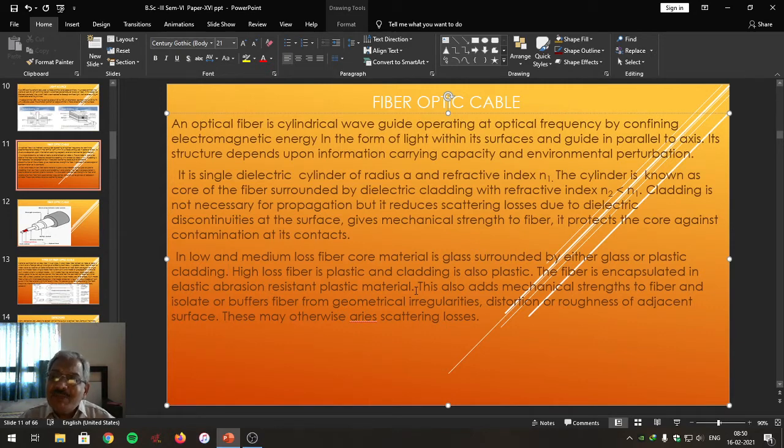Why this? This is to introduce mechanical strength to the fiber and isolate or buffer the fiber from the geometrical irregularities, distortion or roughness of adjacent surfaces. These may otherwise arise as scattering losses. Means to reduce the losses and provide higher mechanical strength, the combination of core and cladding is encapsulated in highly resistant plastic material.